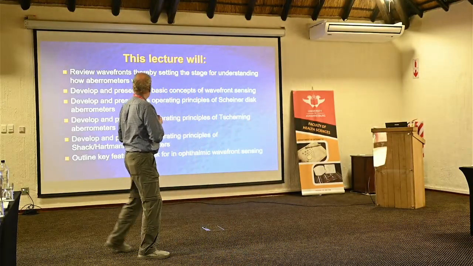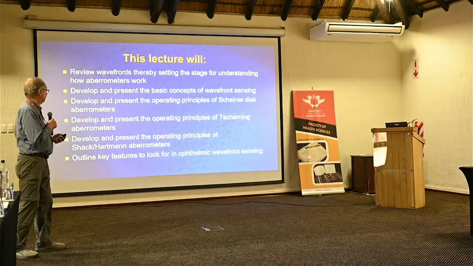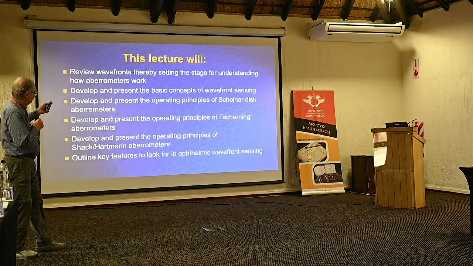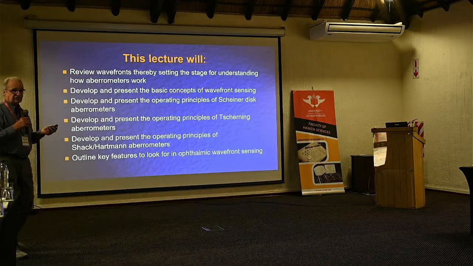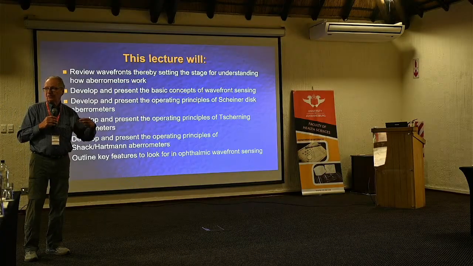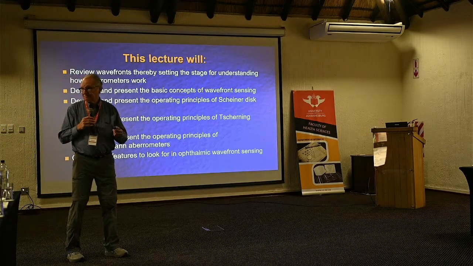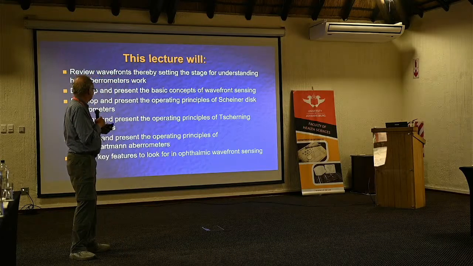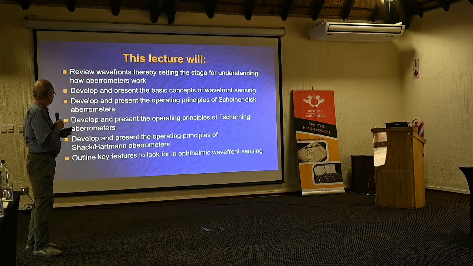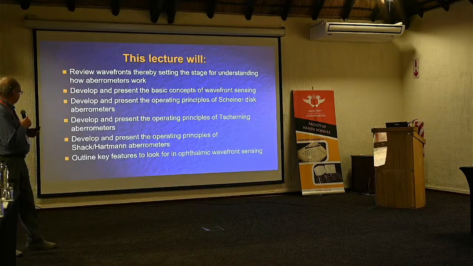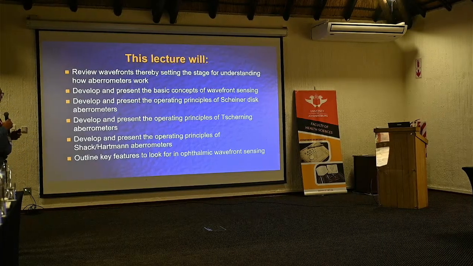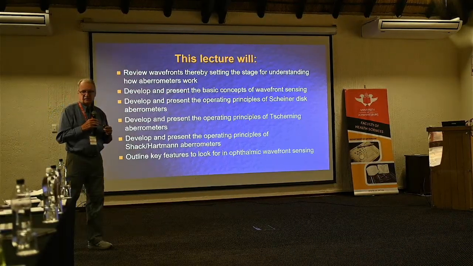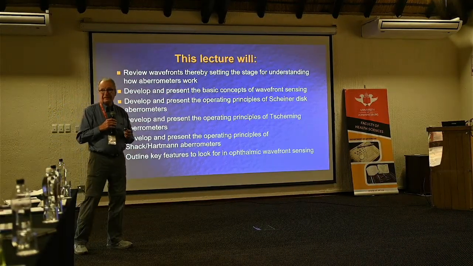Okay, we're going to talk about that, and then we're going to develop and present the basic concepts of wavefront sensing. Then we'll talk about a whole bunch of ways of doing it. And one of them is just a classic Scheiner's disc, and you'll see it's used over and over and over again, in different ways. So this guy, way back, and we have pictures of all these guys, are really nice to see. Then we're going to develop three different aberrometers: the Scheiner disc type aberrometers, the Tscherning aberrometer, and then the principles of the Shack-Hartmann aberrometer. And there are others, but these are the key ones.